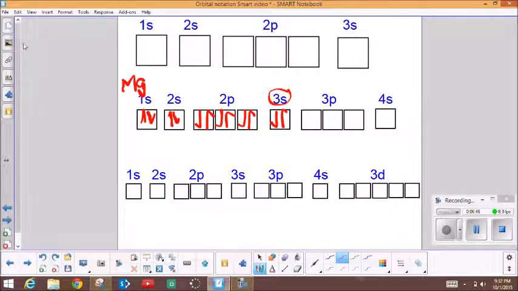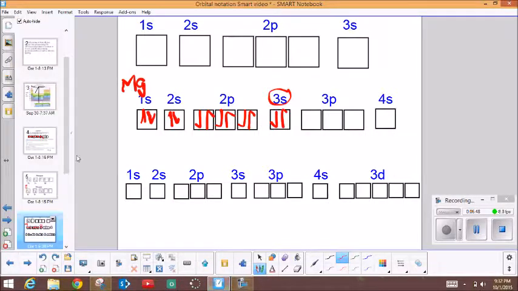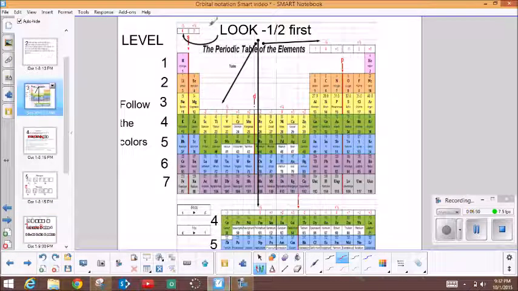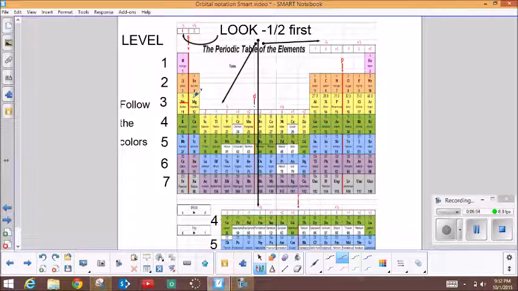So if I go back to the periodic table and I look at magnesium, you'll see that yes, I finish. I have put in both the negative and the positive spin on the magnesium. So my whole S orbital has been filled.